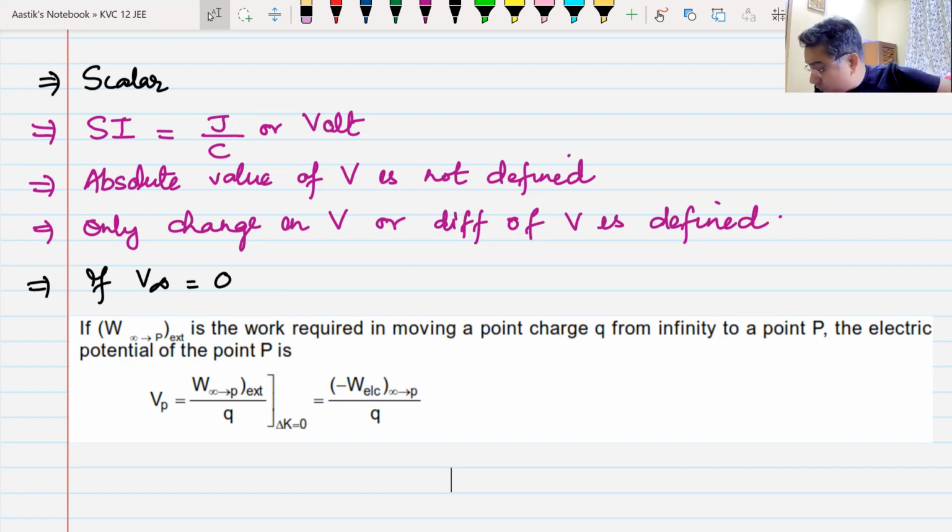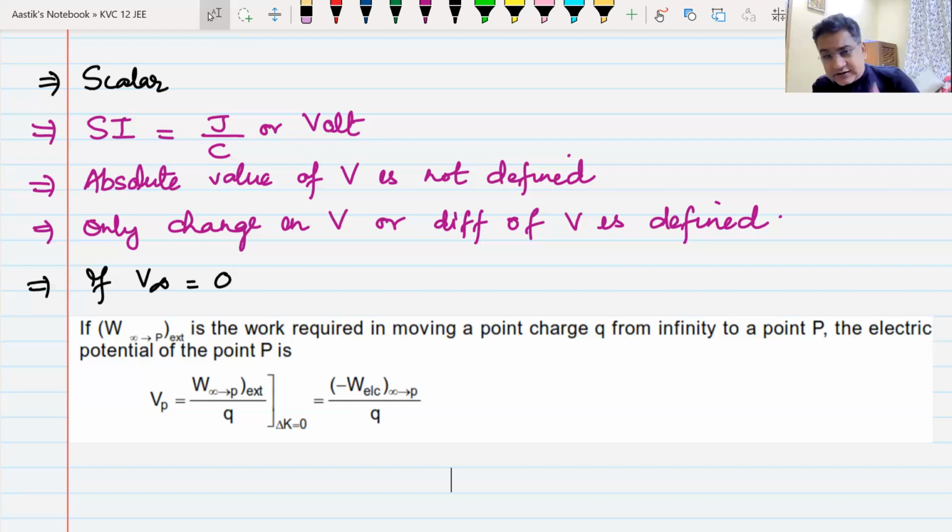Again, here I have assumed that potential of infinity is taken as 0, which in some cases will work, in some cases it is not going to work. So in some cases we cannot define absolute potential because even the potential of infinity cannot be taken as 0. Do we understand this? Yes or no? This is how electrostatic potential, which is a scalar quantity, is defined.